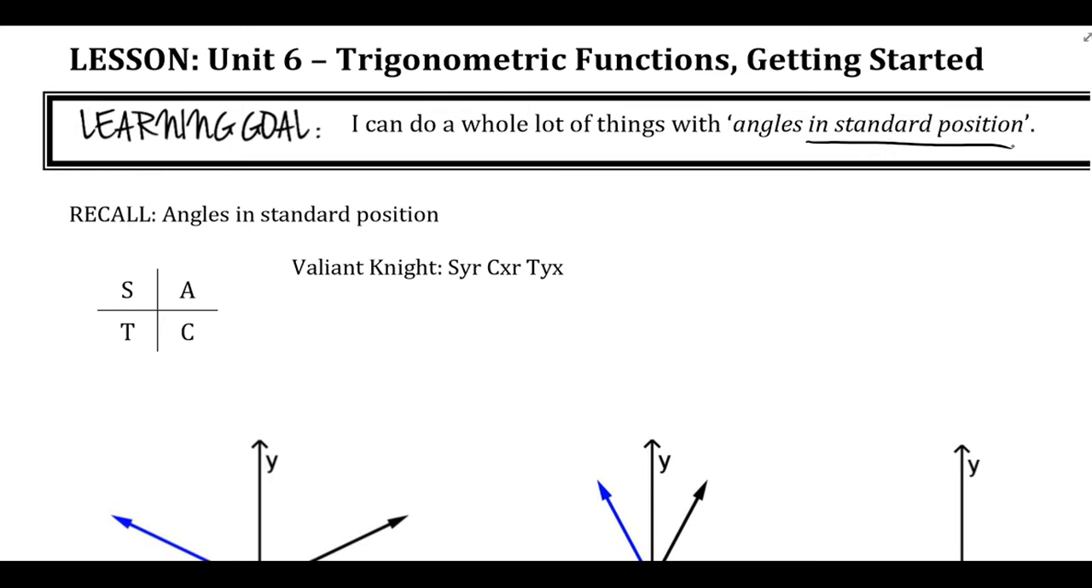CAST is one of those things. You remember CAST? What does CAST tell us? It tells us where each of the ratios is positive. They're all positive in the top right quadrant. That's what the ALL stands for. And then it's only sine, only tan, only cosine in the other three. That's how we remember which quadrant each of those ratios, or its reciprocal ratio, we'll talk about those in a moment, is positive.